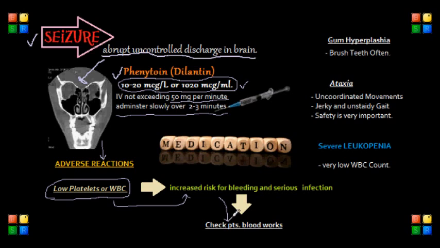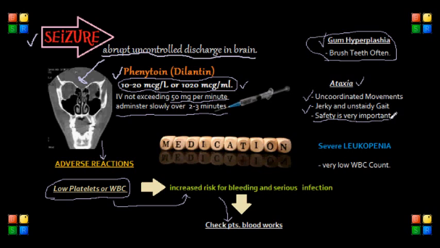Other side effects include gum hyperplasia, in which all we have to do is make sure to tell our patients to brush their teeth often. And also ataxia, that's another side effect. And what's ataxia? It's basically uncoordinated movement due to muscle control problems. It causes the patient to have an inability to coordinate movements, which can usually lead to a jerky and unsteady gait, or what we call unbalanced walking. So obviously our patient's safety would be very important.